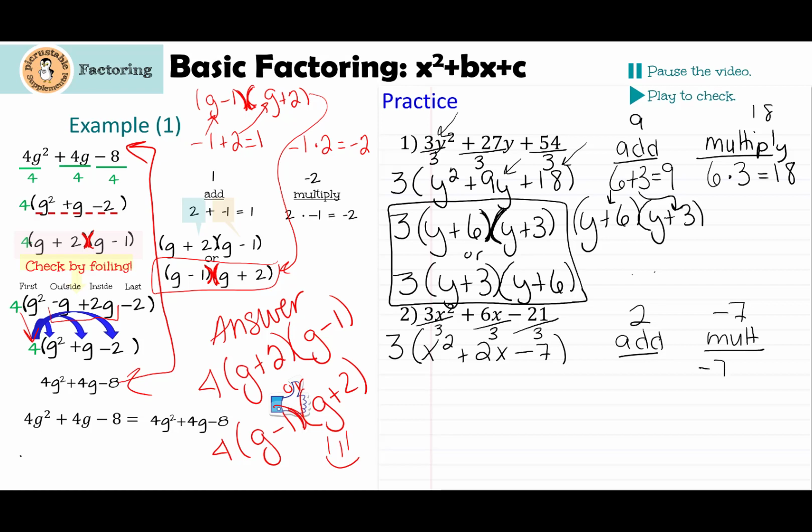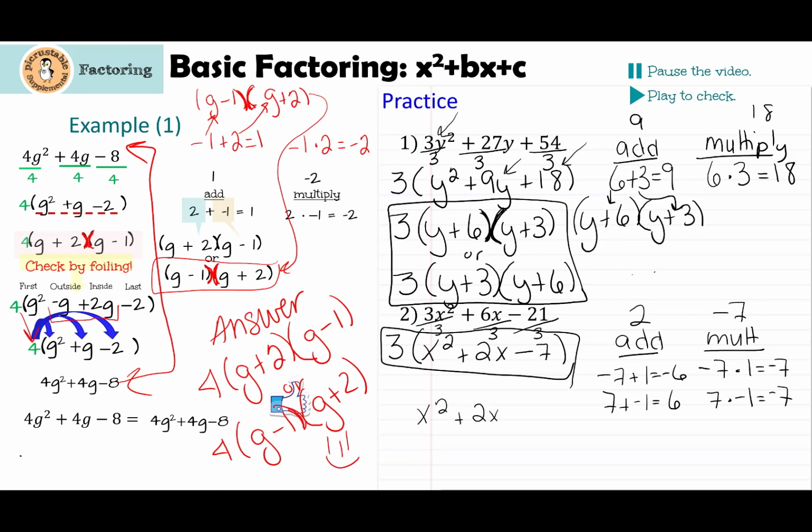I know that negative 7 times 1 is negative 7. Negative 7 plus 1 is negative 6, so that doesn't work. Well, our only other choice is 7 times negative 1, which is negative 7. Well, 7 plus negative 1 is 6, and those are our only choices. So it turns out this is the factored form. X squared plus 2x minus 7 is called prime, P-R-I-M-E.